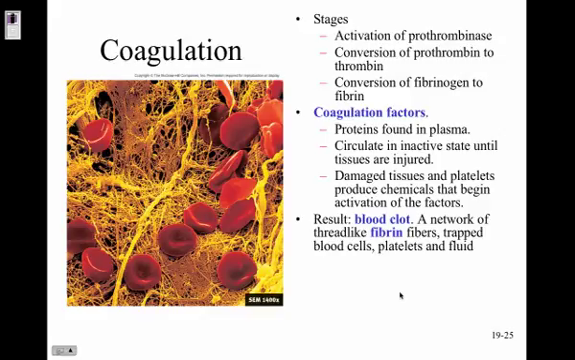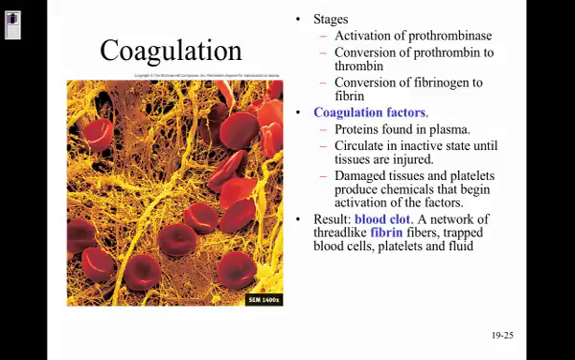And then the coagulation will occur where prothrombinase will activate the prothrombin into thrombin. So prothrombinase will convert the prothrombin into thrombin, and it also converts the fibrinogen to fibrin. So these are the active forms that will actually go and start making the clot.